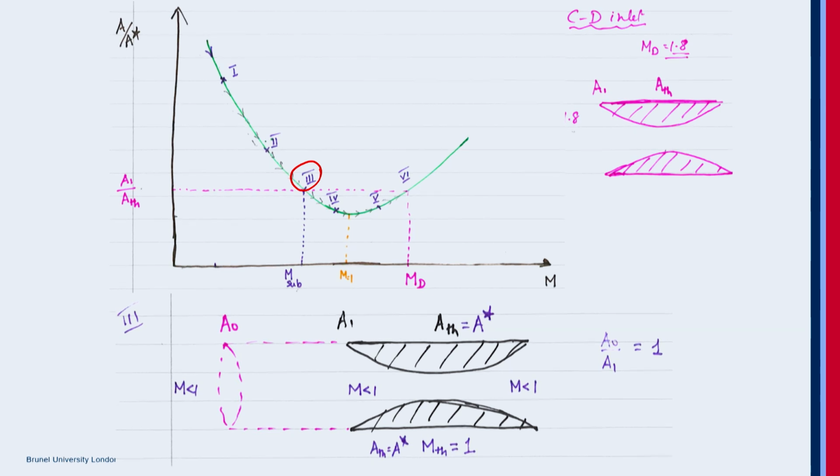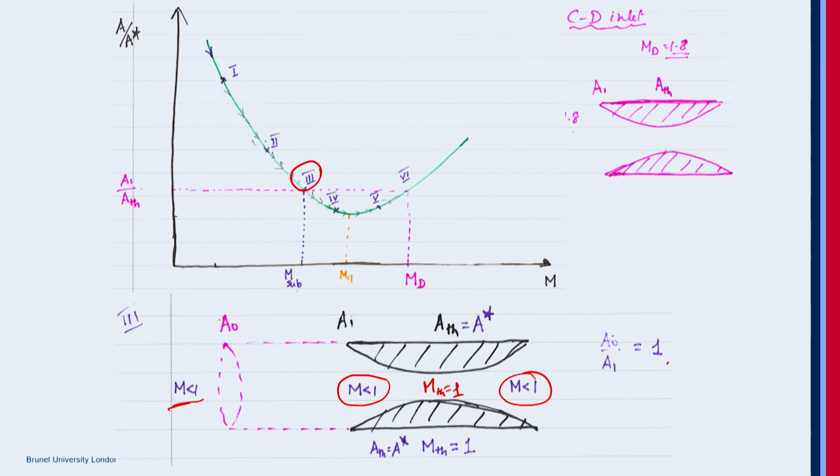Now we haven't reached the design. We haven't reached M equal to 1. It is still at subsonic. M equal to 1, capture ratio is 1. A naught by A1 is 1. So Mach number in the convergent part is 1. Mach number at the throat is 1. The flow gets choked even under subsonic conditions, though it has been designed to fly at supersonic flight conditions. And then this is still subsonic flow there.